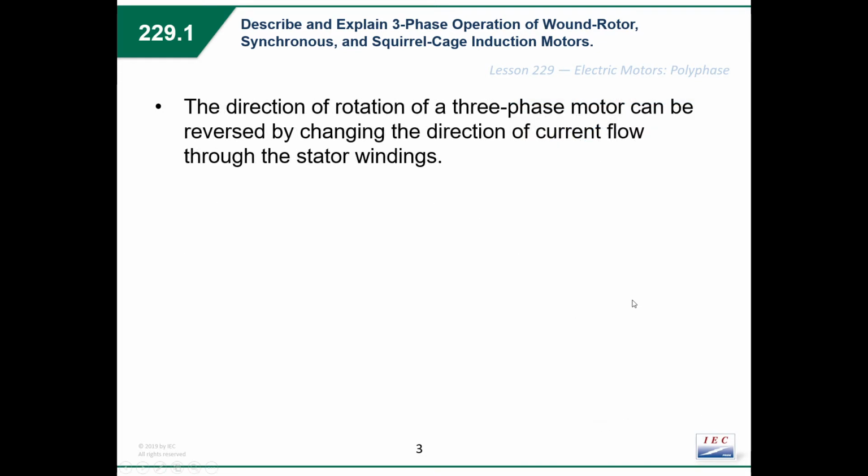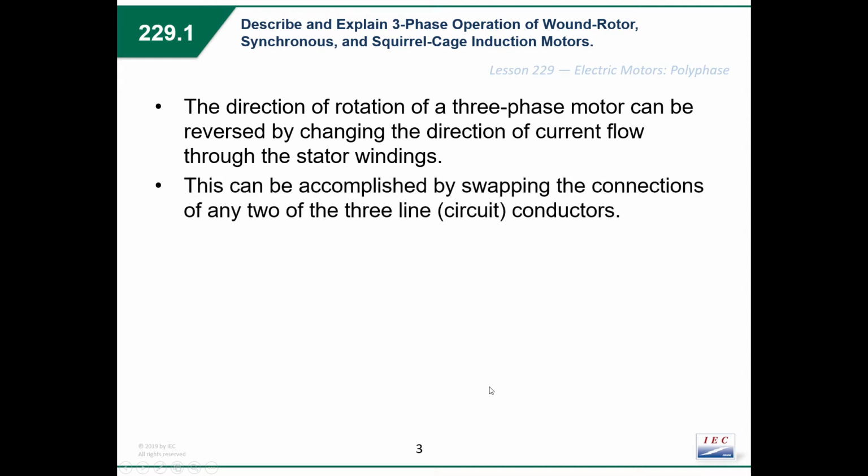The direction of rotation of a three-phase motor can be reversed by changing the direction of current flow through the stator windings. How do we do that? Well, simply by swapping the connections on any two of the three line conductors. So you can switch your A and B phase, your B and C phase, your A and C phase, doesn't matter which, that will reverse the rotation.